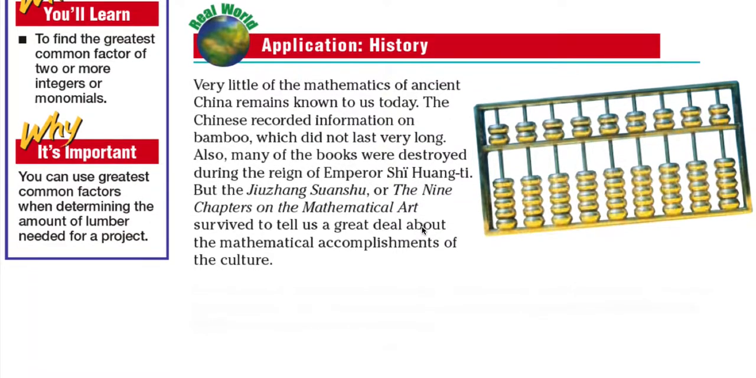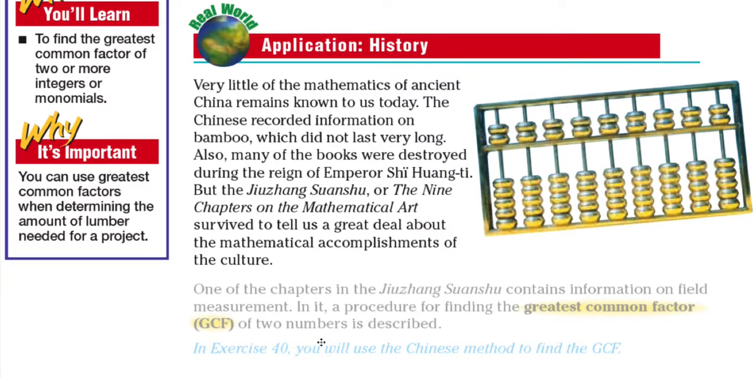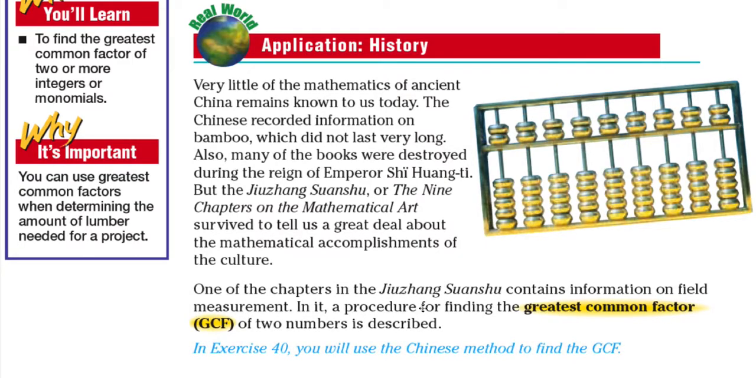Very little of the mathematics of ancient China remains known to us today. The Chinese recorded information on bamboo, which did not last very long. Also, many of the books were destroyed during the reign of Emperor Shi Huangti, but the Zhuzhang Suanshu, or the 9 chapters of the mathematical art, survived to tell us a great deal about the mathematical accomplishments of the culture.